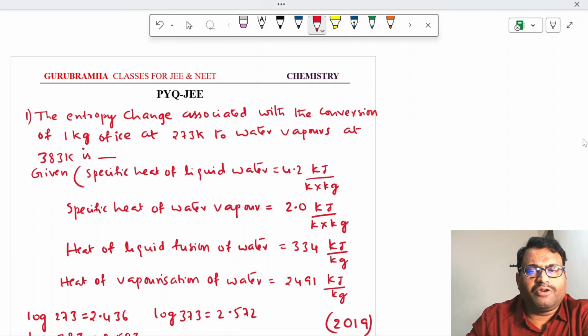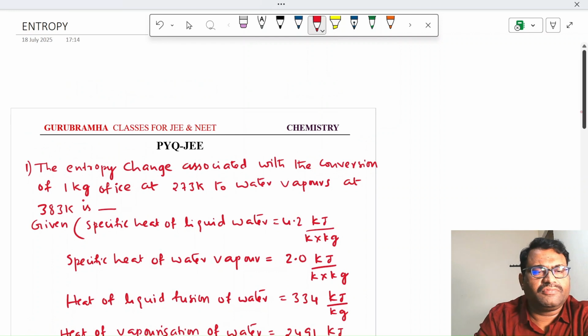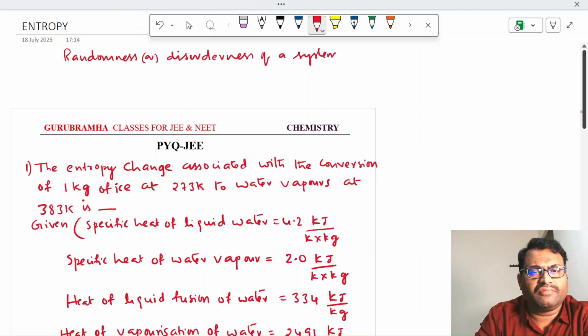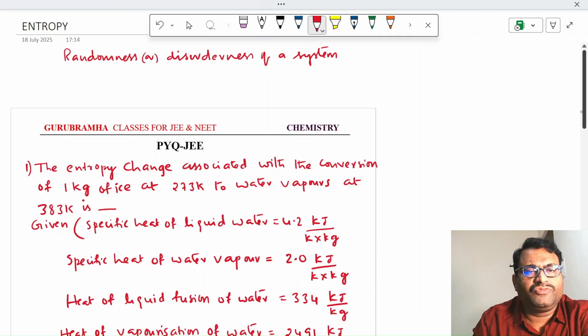So what is entropy? Entropy is randomness or disorderness of a system. Randomness or disorderness of a system.